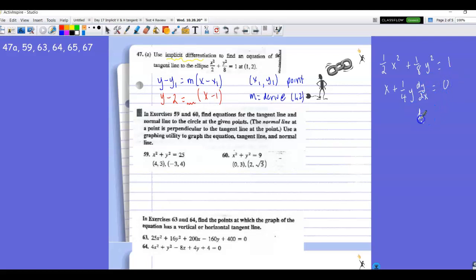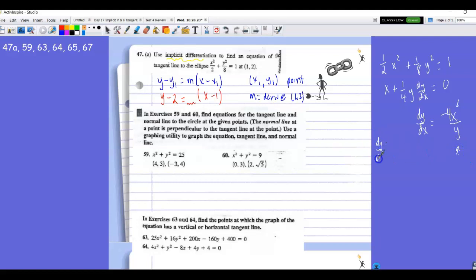Now I'm going to get dy/dx by itself because my goal is to find the derivative. So I'm going to subtract x from both sides, so there's that. And then I'm going to divide both sides by 1/4 y. Dividing by 1/4 is the same thing as multiplying by 4, and that'll be over y because we're dividing. And so my slope generator is negative 4x over y. So I'm going to need to substitute the x value of 1 in place of x and the y value of 2 in place of y.